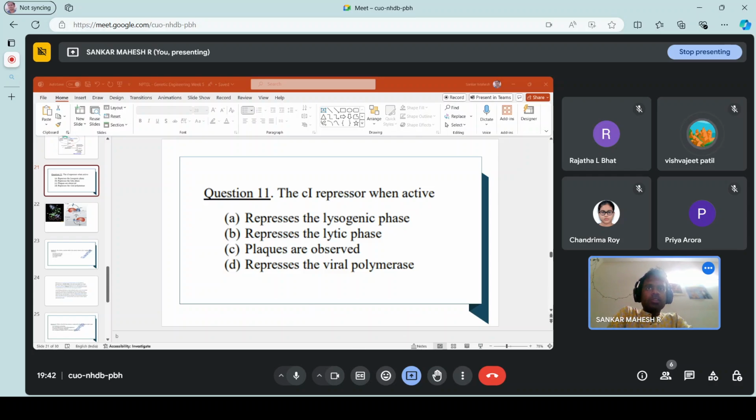Yes, sir. Okay, now we'll come to the CI repressor. Does anyone know about CI repressor? And is there any other repressor that's involved in this particular system?